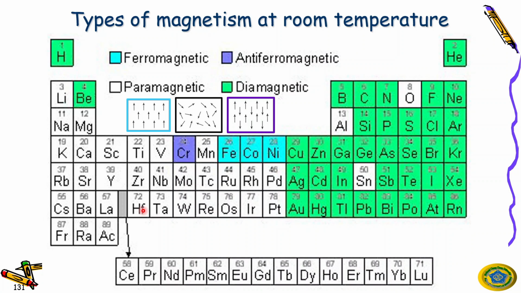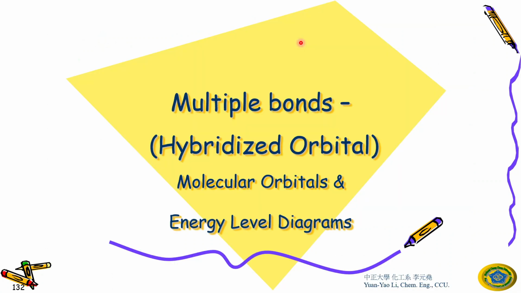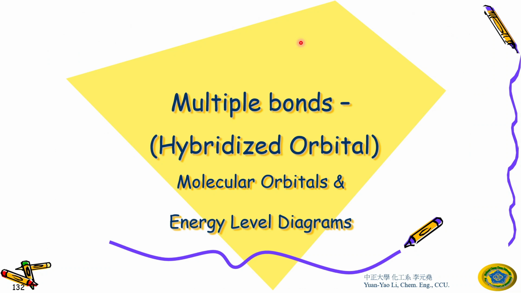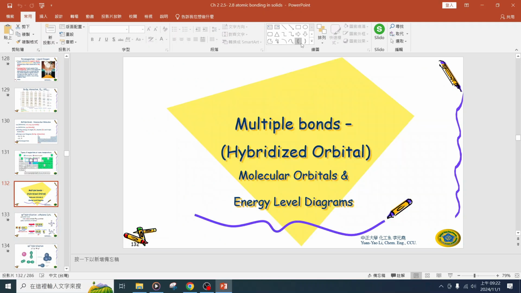This is a periodic table regarding magnetism at room temperature. You can have different properties at very high or very low temperature. Okay, the next topic will be multiple bonds, which involve hybridized orbitals. I hope you still remember what a hybridized orbital is.